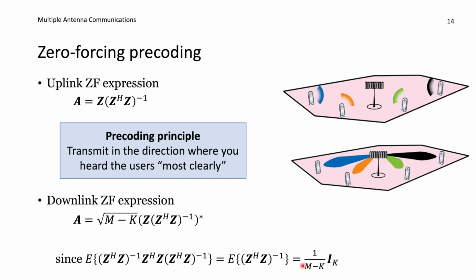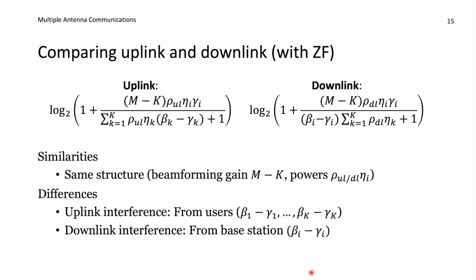So it's the same M minus K that we have seen previously. We can compute a zero forcing expression in the downlink as well. It looks like this. And if we compare the uplink expression and the downlink expression, we can see many similarities. They have the same structure. The beamforming gain is M minus K both in the uplink and in the downlink.